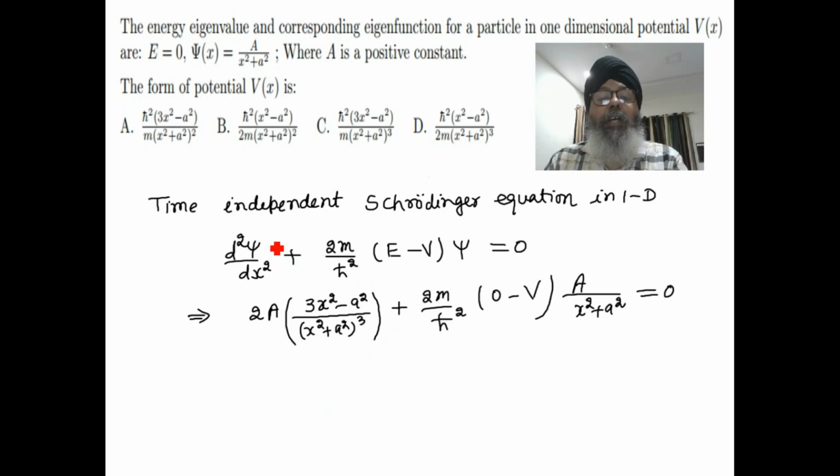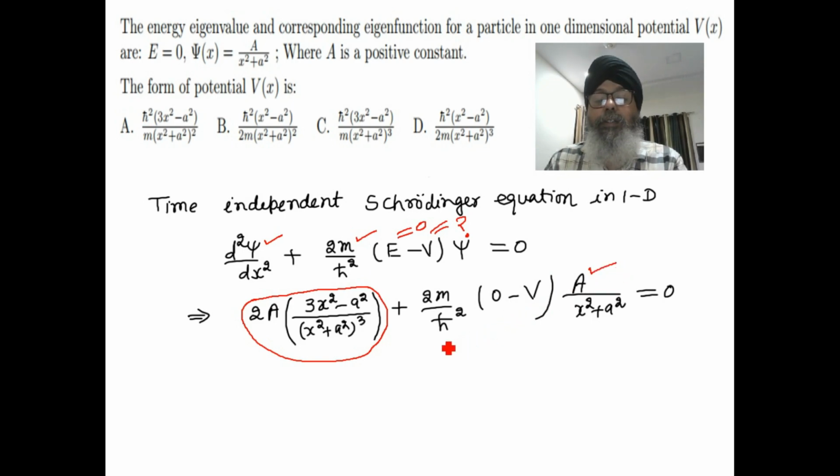Now we know that the time independent Schrodinger equation in one dimension is given by this expression, d2 psi by dx square plus 2m by h cross square (E minus V) psi equal to 0. We can now put the values of E. Remember that E was actually equal to 0 and V has to be found. So when we put these values of psi and E, then it will simplify to this. This value actually came from the previous slide, and this psi is also given to us.